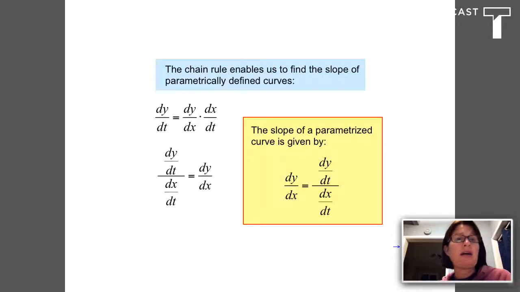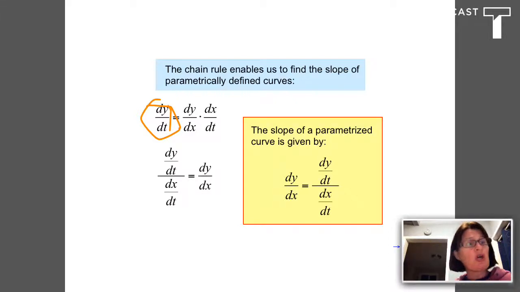Notice that we could use a different variable. If I wanted to find dy/dt, I could find that with dy/dx times dx/dt. So this is what happens when we have parameterized curves. x and y, instead of y being a function of x, are given separately, and each of those is a function of t. So I'm going to see x as a function of t, and y as a function of t. Still, I want dy/dx.